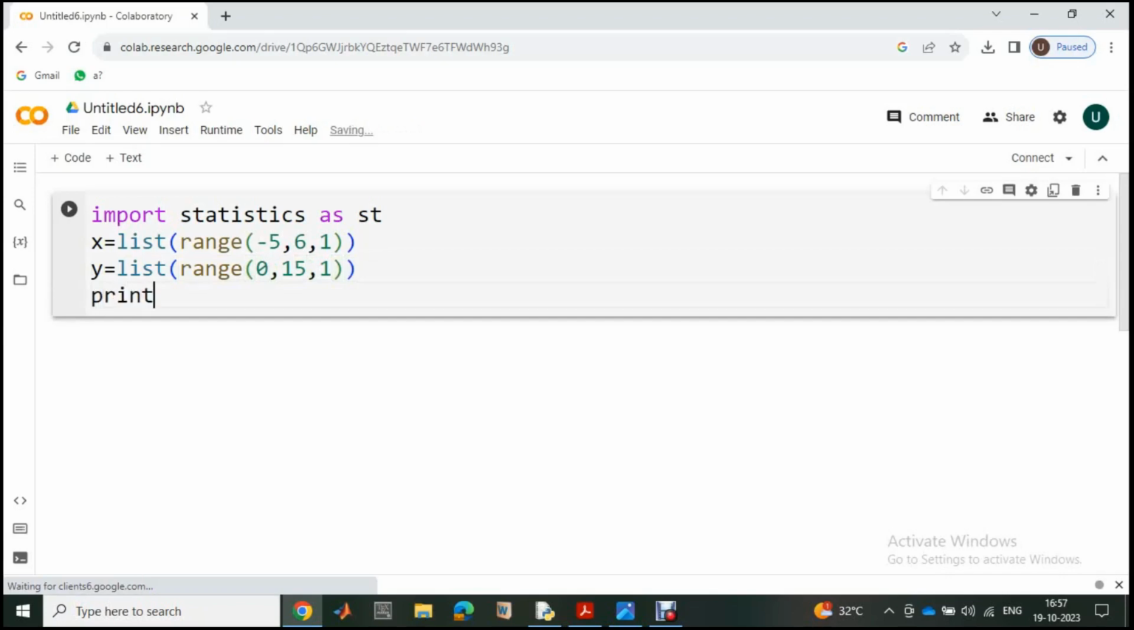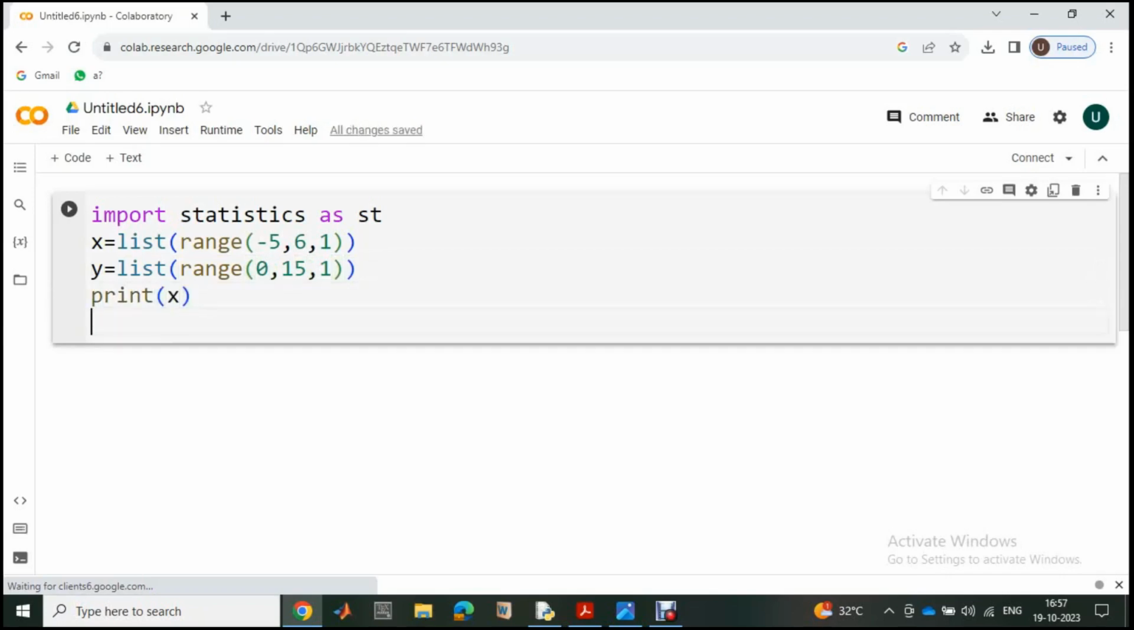Let us see what x and y are. I am doing print x, then print y. So we have data with us. Now let us execute this; we'll understand what exactly is happening here. First we'll see the data.